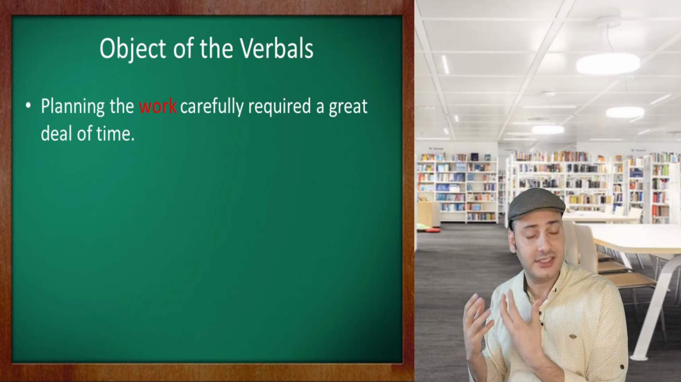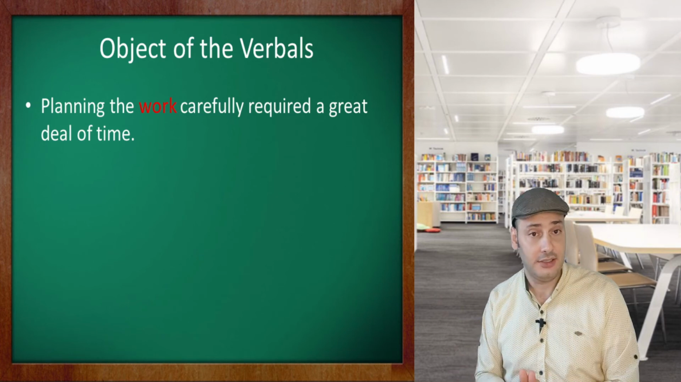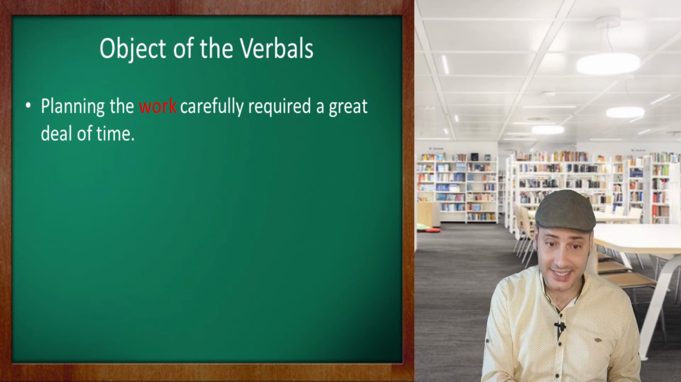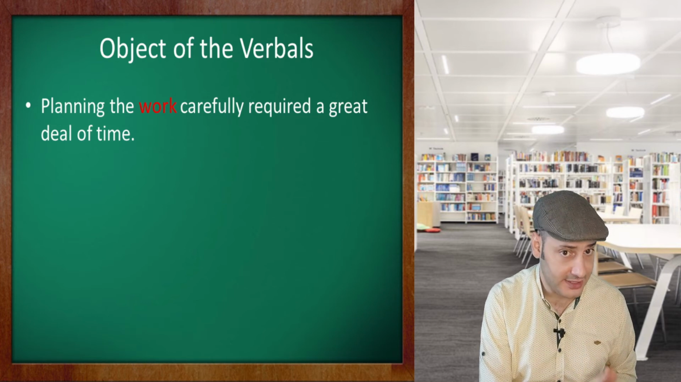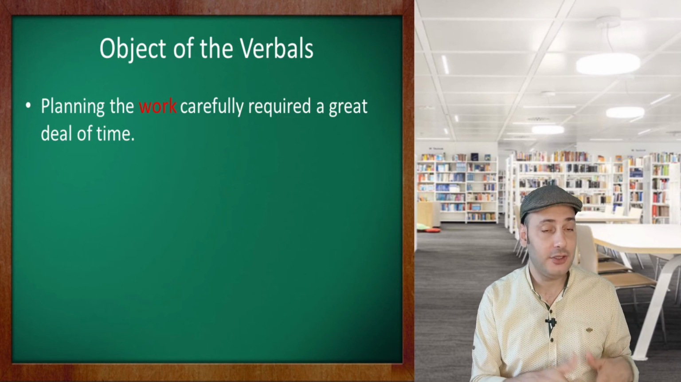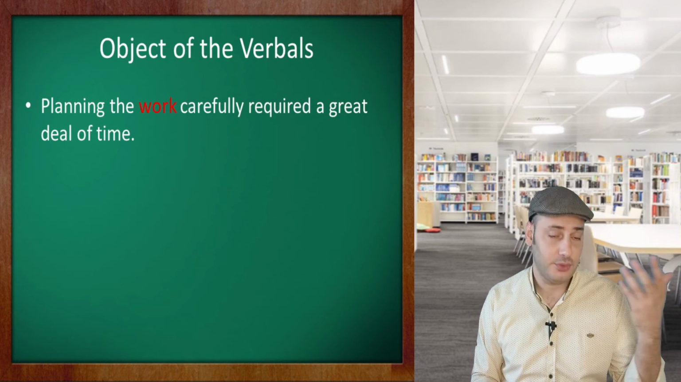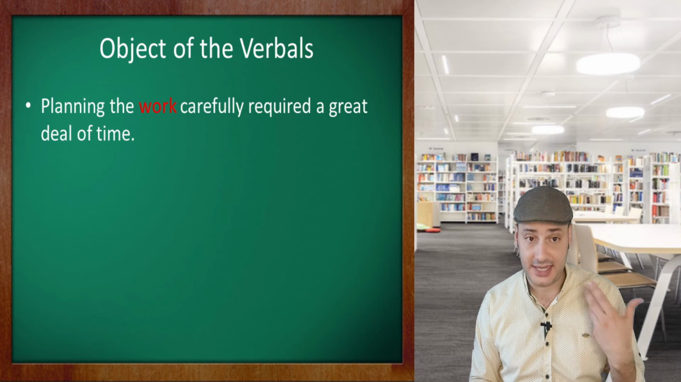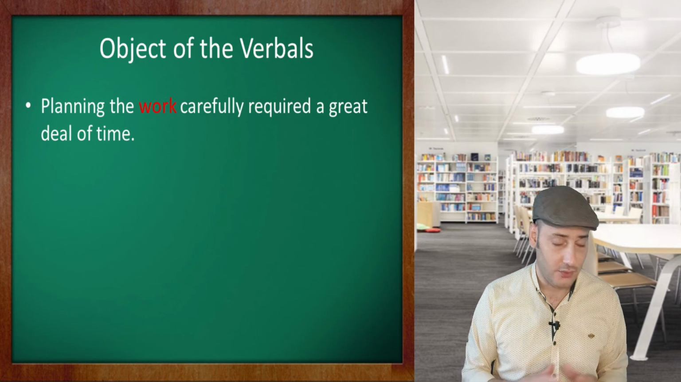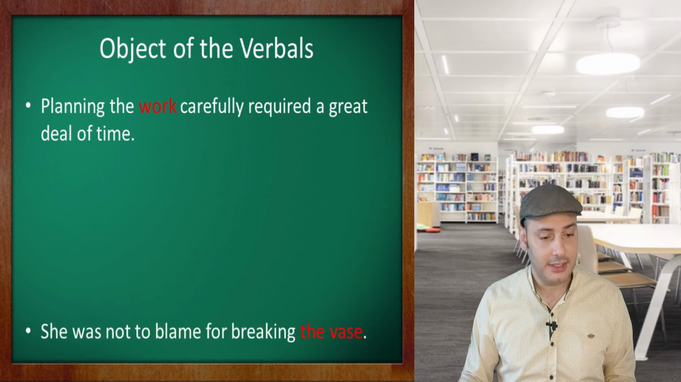Okay, let's look at the word carefully. Carefully describes what? Does it modify required? No, it modifies the word planning, yet we use it as an adverb, not as an adjective, because this is a verbal. Planning what? The work. How? Carefully. Carefully modifies the word planning, and that's why we use it as an adverb, not as an adjective, though its function is a noun. So verbals actually are half verbs and half nouns.